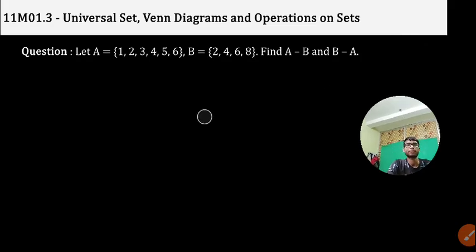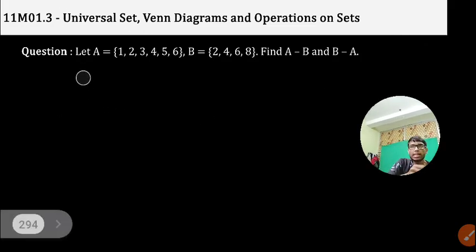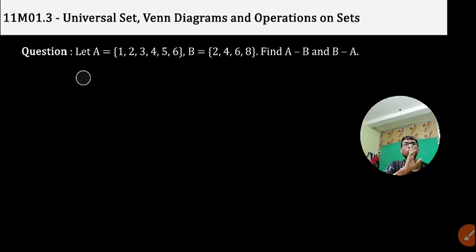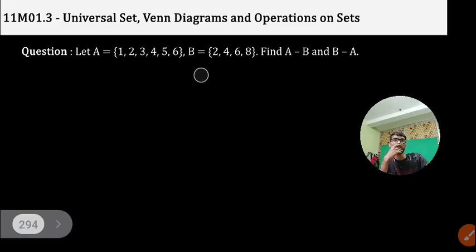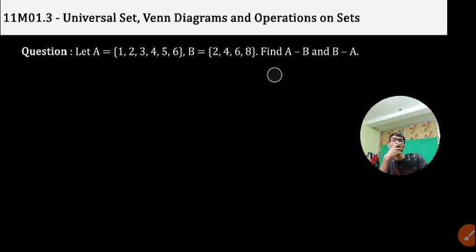Okay, now again a question. Let A be 1, 2, 3, 4, 5, 6, then B be 2, 4, 6, 8. Here the common elements are what? 2, 4, 6. Yes, these are common elements. So A intersection B would be 2, 4, 6. Here the question is saying subtract B from A and subtract A from B.